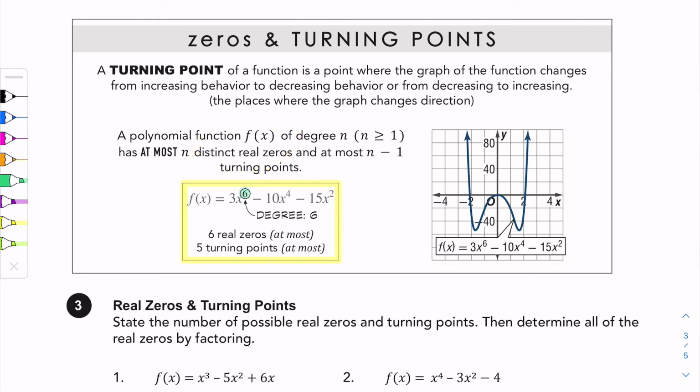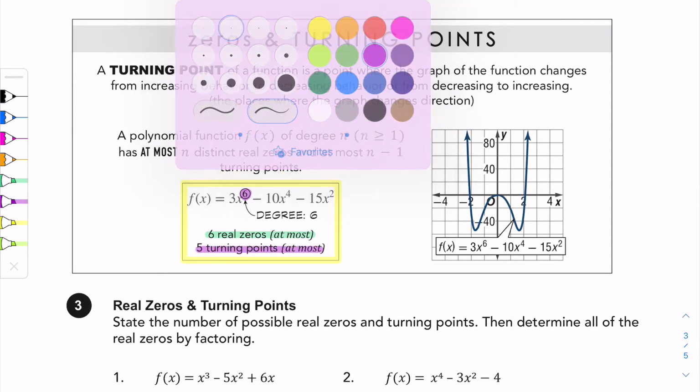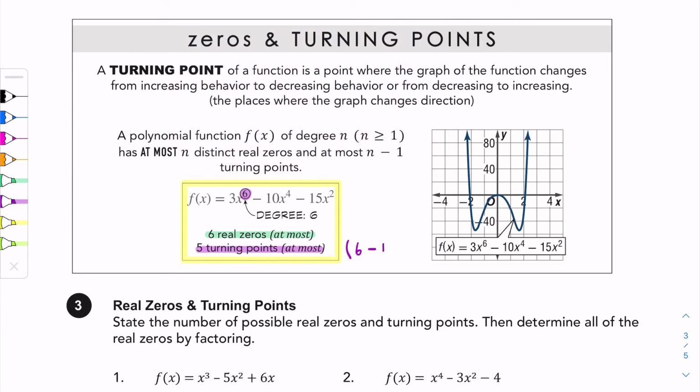If the degree is 6, that means it has 6 real zeros. It also says it has at most n minus 1 turning points. So once again, if the degree is 6, then it can have at most one less than that for turning points, which would be 5 turning points. And that's determined because it is 6 minus 1, 6 minus 1 equals 5. Okay, that's not telling you that it has 5 turning points. It's telling you that the maximum number of turning points that that function can have is 5.